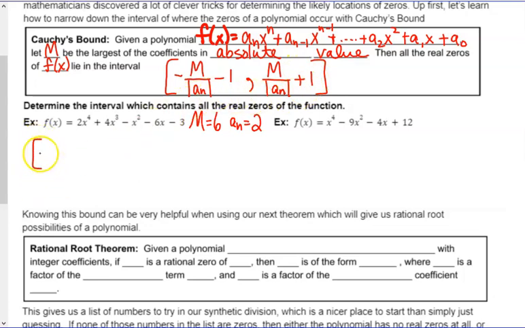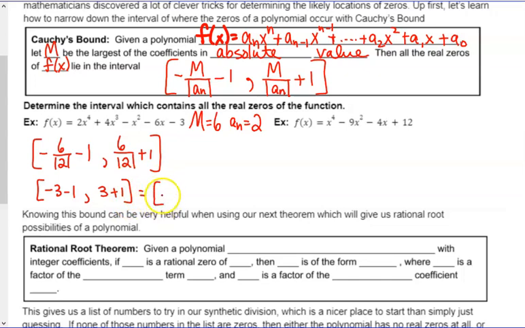We would have the opposite of m over the absolute value of the leading coefficient. Well, it's already positive, so I'm just going to write that as 2, or you can use absolute value if it makes you feel better. Minus 1, comma, take that 6, divide by the absolute value of 2, plus 1. Then it's just simplifying that down. So simplify your fractions and then subtract or add. We get 6 over 2, which is 3, so I get negative 3 minus 1 on that one, and this becomes a positive 3 plus 1. Therefore, our interval looks like negative 4 to positive 4, the narrowed interval that we're looking for in this case.